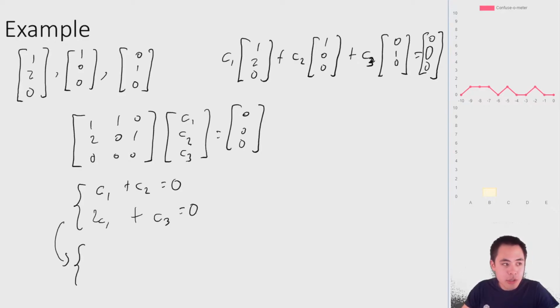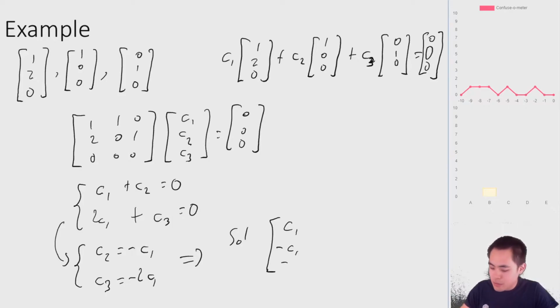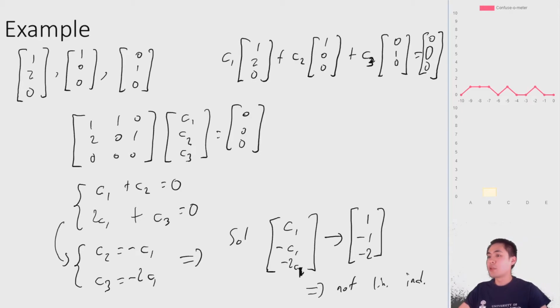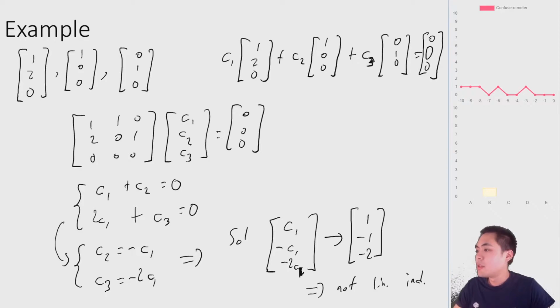After solving this system of equations, what you'll find is C2 is equal to minus C1, and C3 is equal to minus 2C1. So this implies that the solution is anything of the form C1, minus C1, minus 2C1. This is a non-zero solution, and therefore the vectors are not linearly independent, because we have a solution where C1, C2, and C3 are not all equal to 0. So this is what you have to do to test if something is linearly independent.